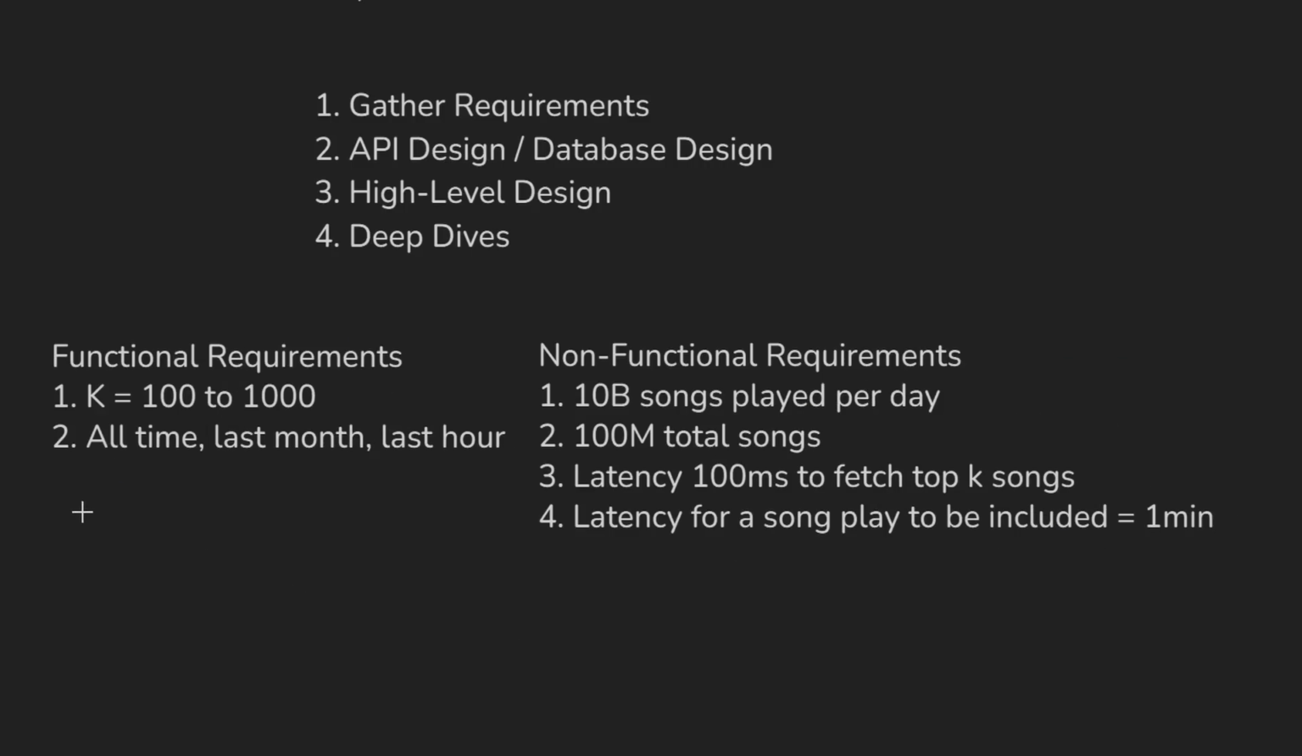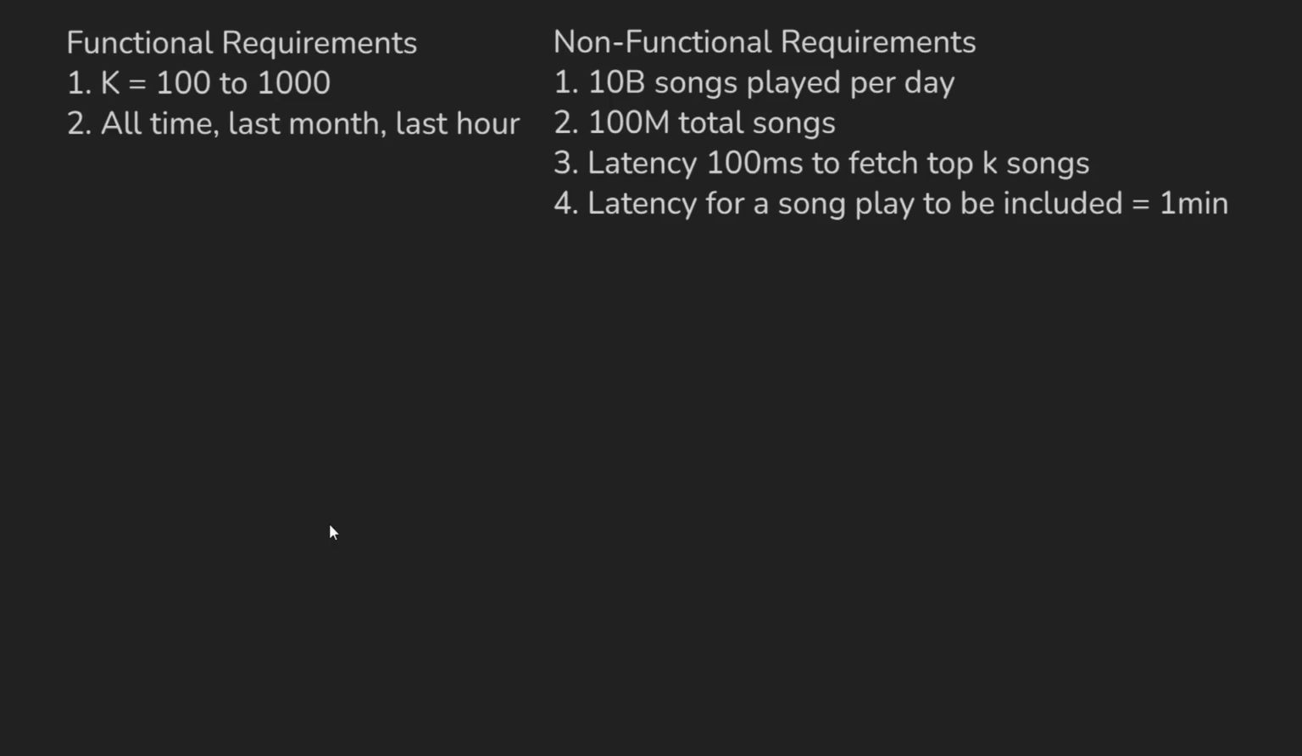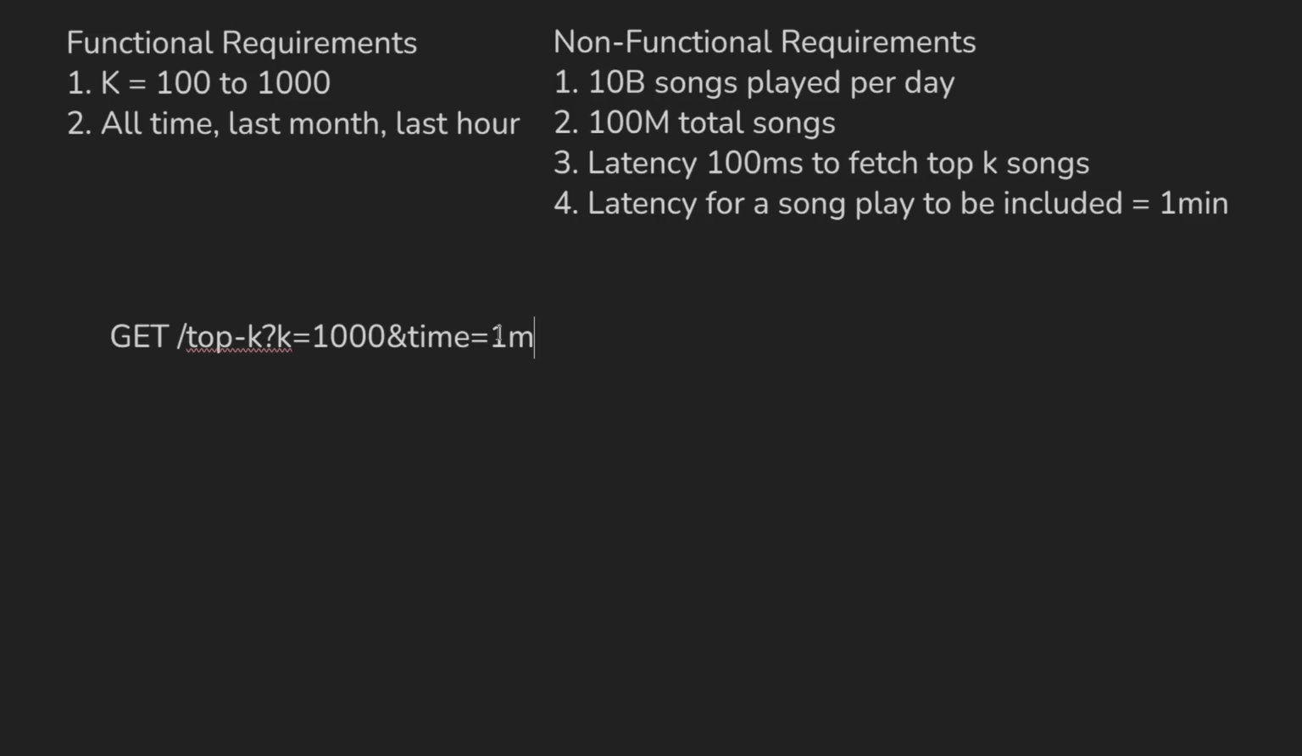So we've got a decent set of functional and non-functional requirements. Let's move on to the API design, which is going to be pretty quick in this problem. It's really just going to be one GET endpoint. So let's say it's something like top K. And let's say we have a couple of query parameters: one for K, and maybe it's 1,000 here. And the other one is our window. And let's say that is last month. Actually, we could probably word this better. Let's say 1M for 1 month.